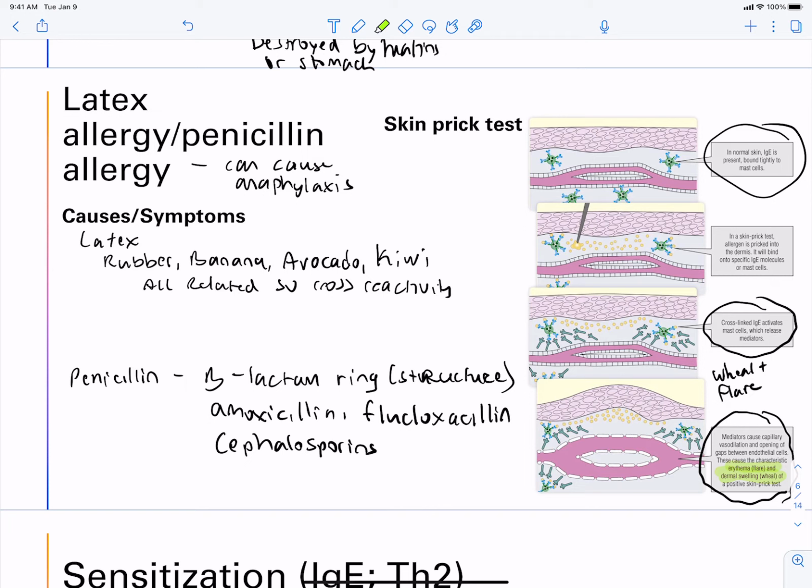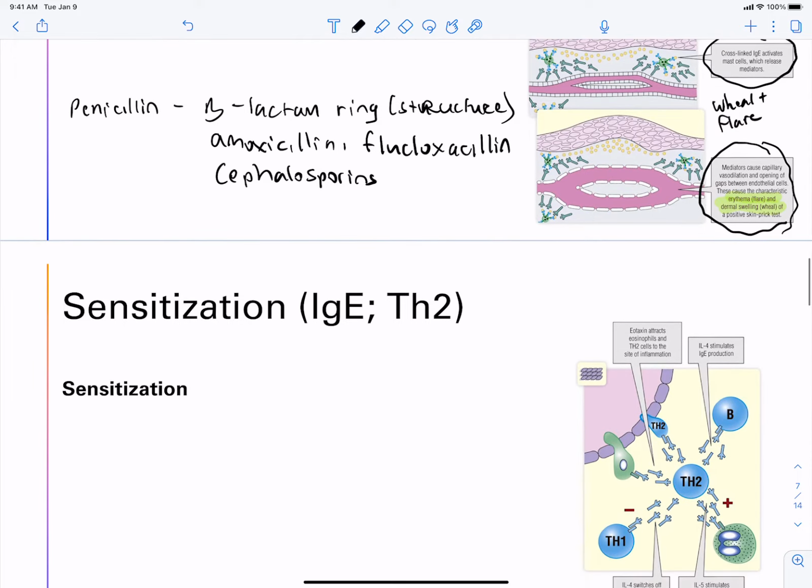Okay, and so that's kind of what happens when you have an allergic reaction. You have the initial very quick wheal and flare reaction, which is just characteristic of a type 1 allergy.